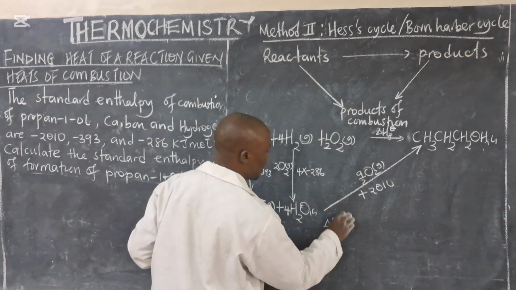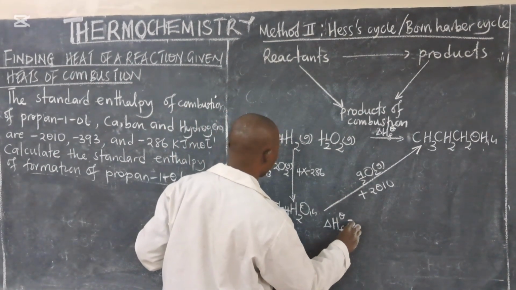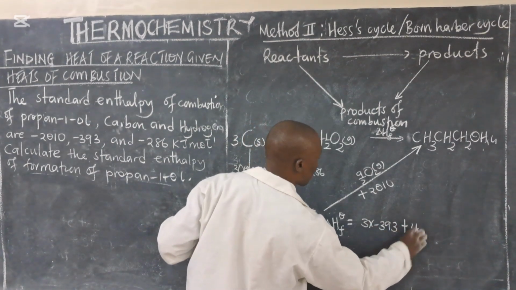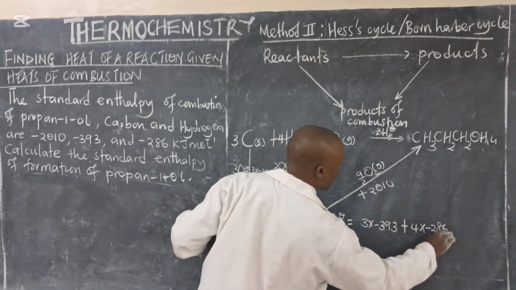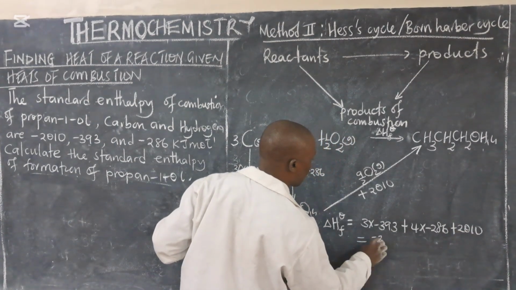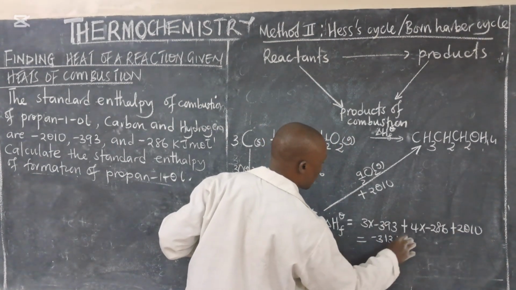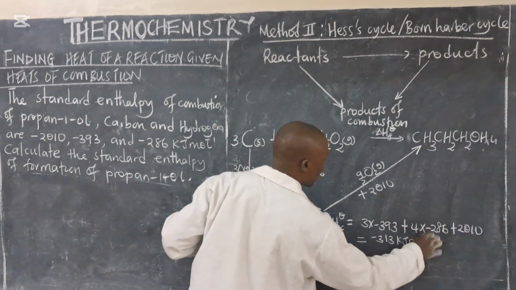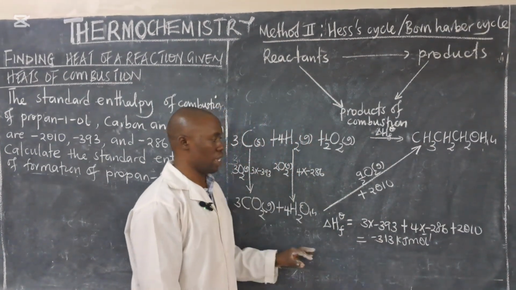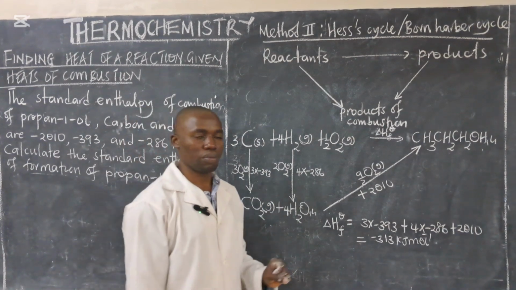So that's one way of being a bit direct. Negative 286, then plus this. The same answer. Negative 313. Ensure this sign is there. This sign should be there, and the units must be included there. So this is the method 2.